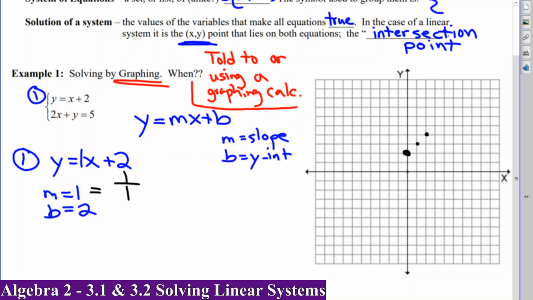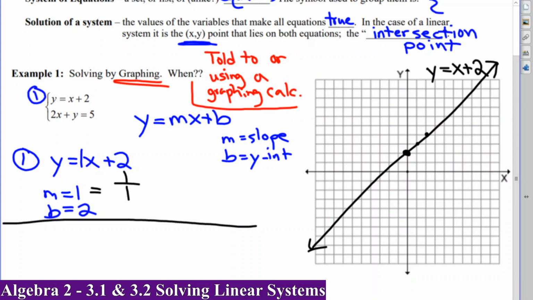We need to make sure that when we graph it, we attend to precision here. My line's not exactly all that straight, but make sure that when you graph it, you use a straight edge. And make sure that you always label your lines. So this is y equals x plus 2. All right, that's our first equation.